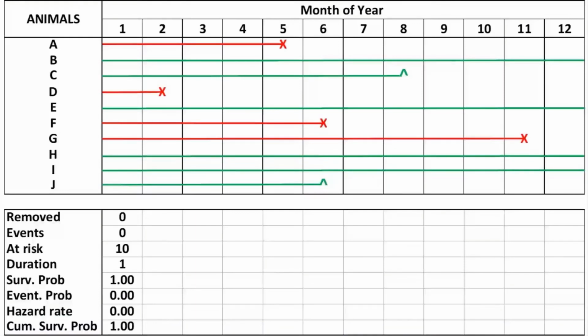We read it in the first column, and we have 0 removed and 0 events. So we have no animals leaving the study, and we have no cases happening. The animals at risk is 10, so the whole population, and the duration is 1 month. While the survival probability is 100%, we have 0% of an event and of course 0% hazard rate. And then the cumulative survival probability for the first month of the study is again 100%.